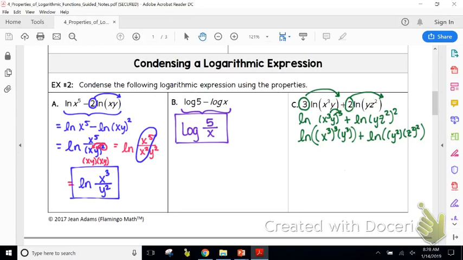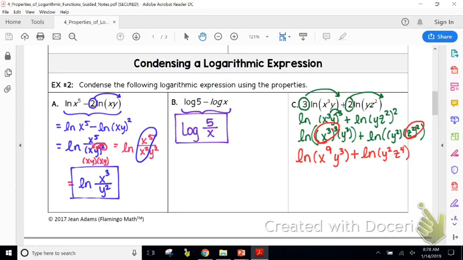And it's a little confusing with all the parentheses. But when I go through this, I got the natural log. What is x cubed cubed? X to the, what do you do when it's power to a power? Multiply the powers. 3 times 3 is 9. And then we got our y cubed. Plus the natural log, we got y squared. And what is z squared squared? Multiply them, so you get 4.